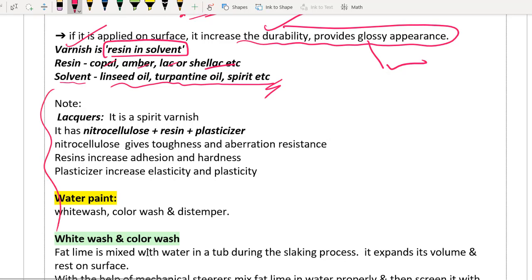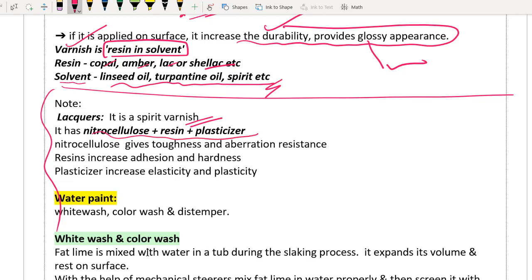Next, I have given some important points. Have a look once, there are quite a lot. Whatever I have written, it's the maximum. Then we have lacquers. It is nothing but spirit varnish. It is nitrocellulose plus resin plus plasticizer. So a direct question can be asked: what do we have in lacquers? 4 options will be there. You have to tick the option which has all these 3. Nitrocellulose plus resin plus plasticizer will give you lacquers. What does nitrocellulose do? It gives toughness and abrasion resistance. Whereas resin will improve the adhesion and hardness property. And our plasticizer, obviously, will increase elasticity and plasticity.